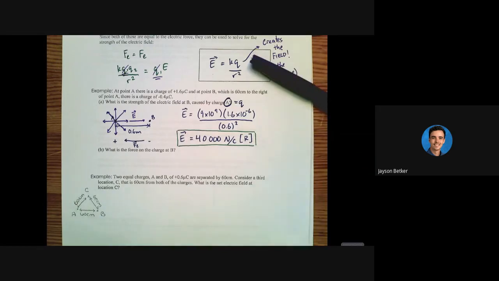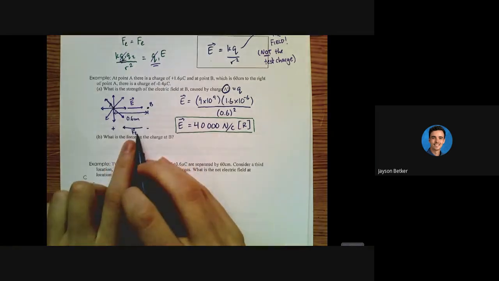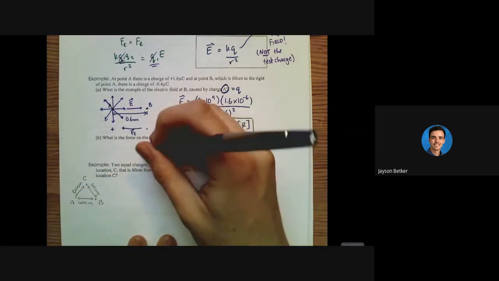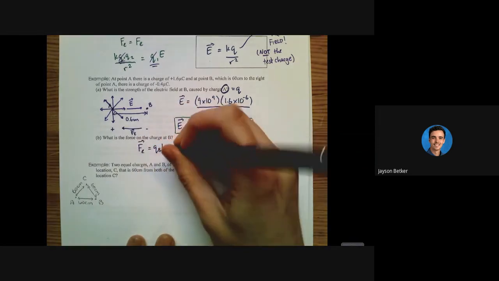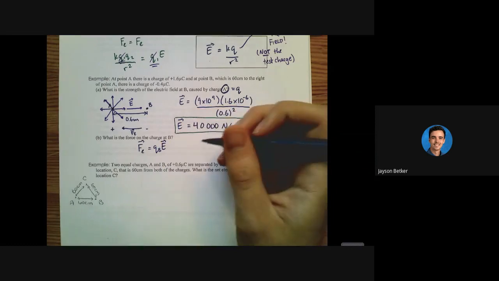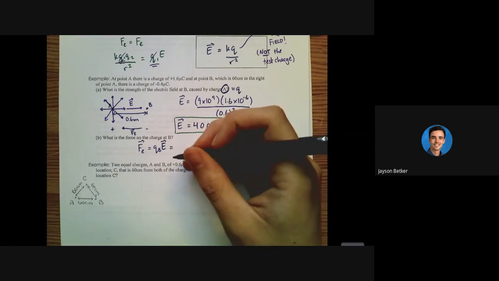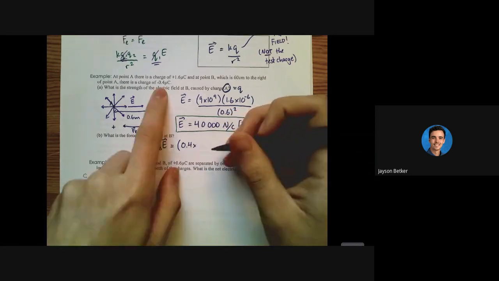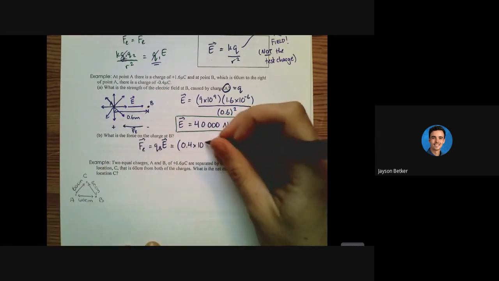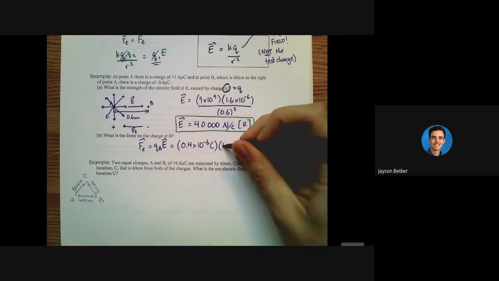So there you have it. Let's do part B. Part B, what is the force on the charge at B? So now this is a different one. Now we're looking at the force, and we've already said the force is going to be to the left. So FE at B. So now I use the electric field that I already found, and I use the charge of B, because it's the one that's feeling the force. So Q is 0.4 microcoulombs, so I'm going to convert that: 0.4 times 10 to the negative 6 times 40,000.